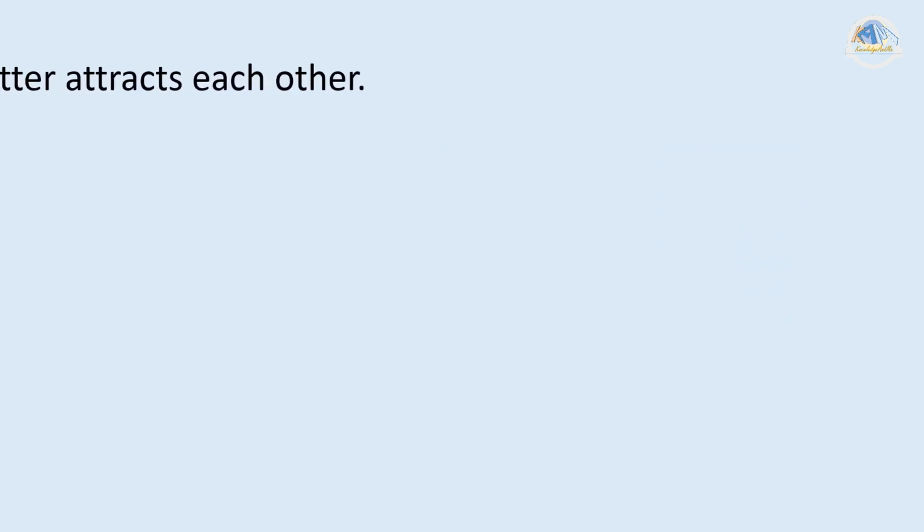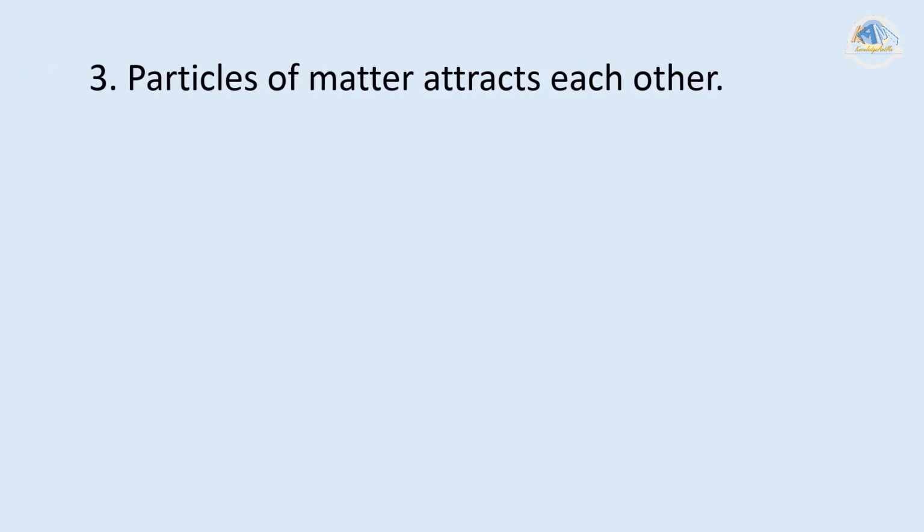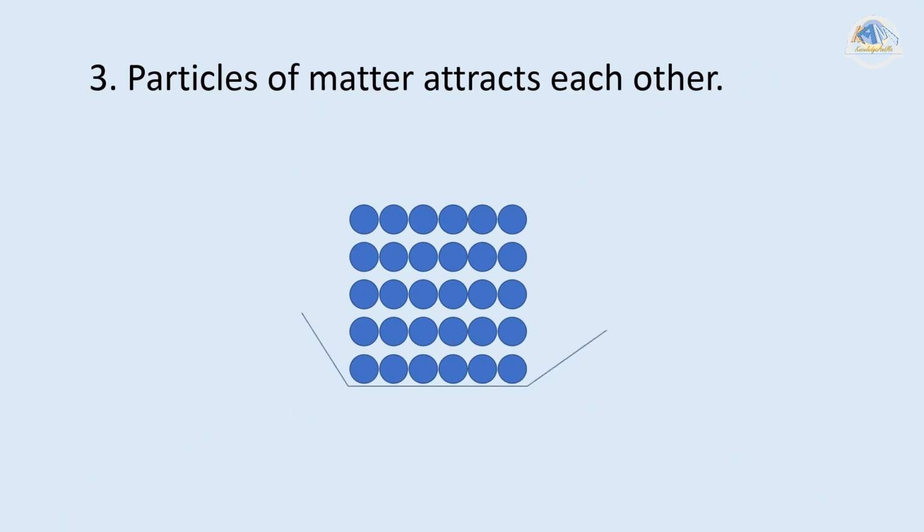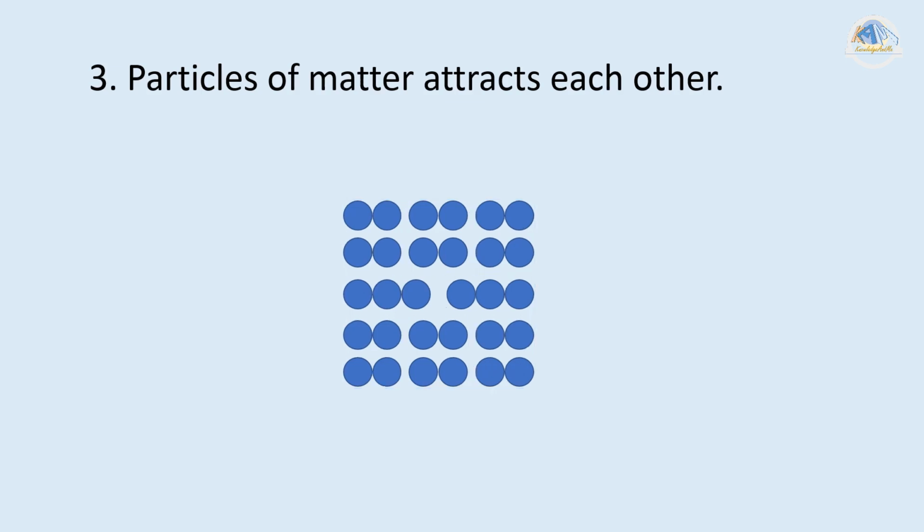And, now, the third characteristic of particles of matter is that particles of matter attract each other. Particles of matter have a force acting between them. And this force keeps the particles together. Due to this attraction force of particles of matter, solid substances have their own shape. Without the attraction force of particles there will be no perfect shapes and sizes of matter. If there is no attraction force between the particles, then the particles will start to fly in every direction.